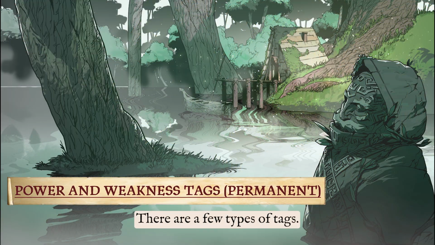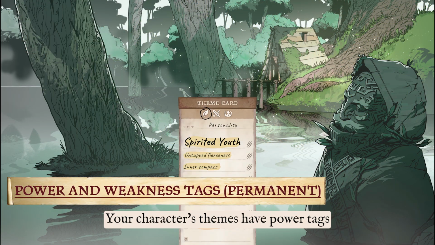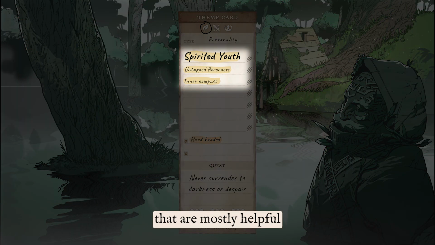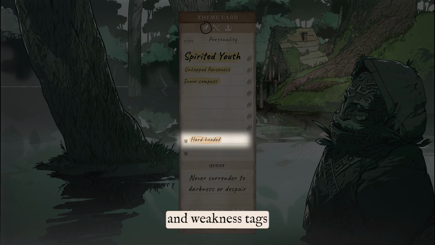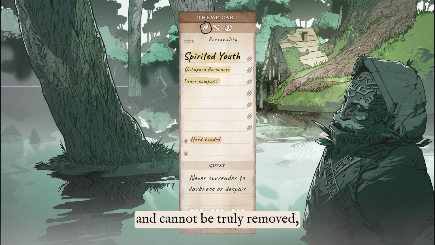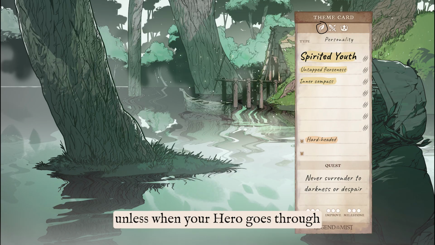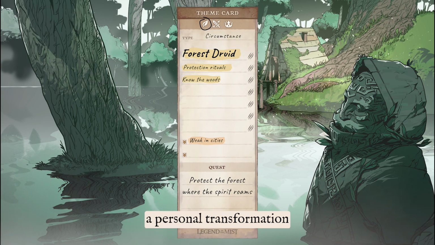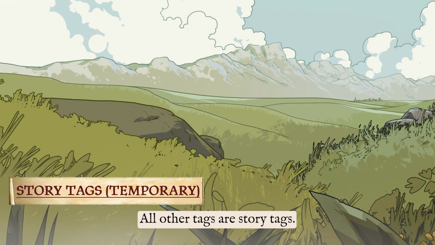There are a few types of tags. Your character's themes have power tags that are mostly helpful and weakness tags that get in their way. These tags are permanent and cannot be truly removed unless your hero goes through a personal transformation and replaces a theme. All other tags are story tags.